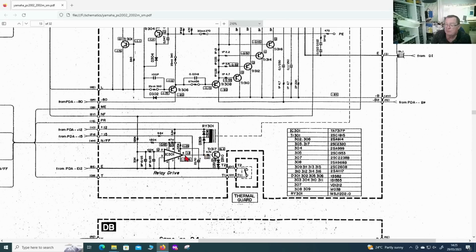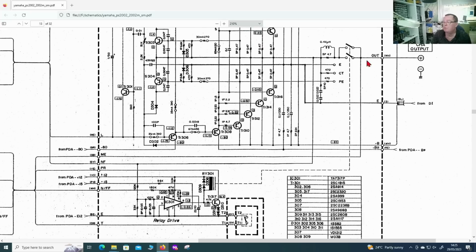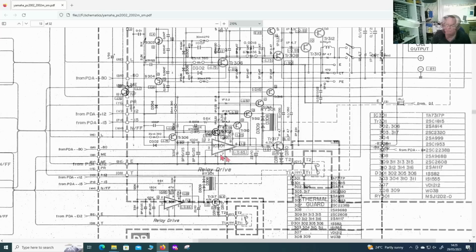The reason it switches the relay on when this goes down is because the other end of the relay is connected to push 12. So there's 12 volts permanently on this end of the relay. If you have 12 volts on the other end, there's no voltage across the relay, it's switched off. If this chip pulls this point here down to ground, there's 12 volts across the relay, it switches on. And that drives our contacts and connects the speaker.